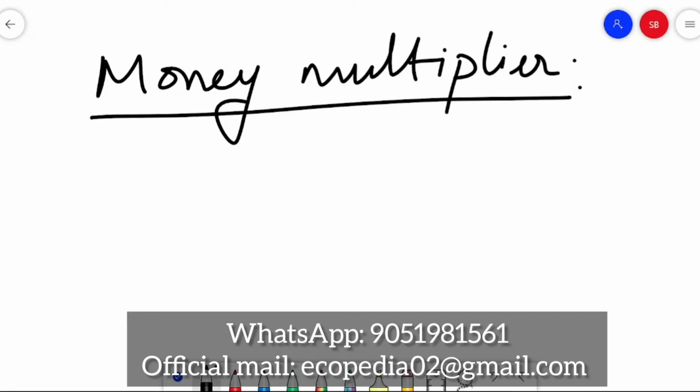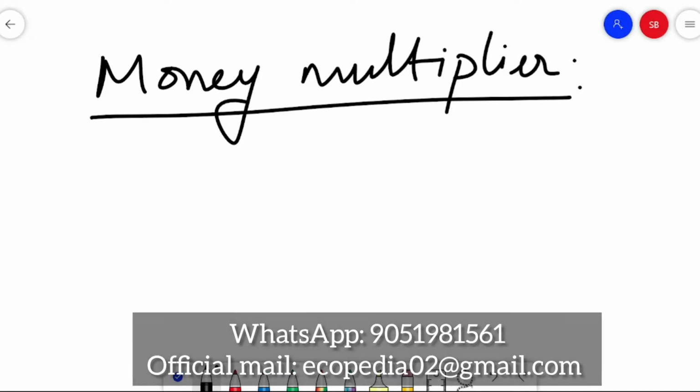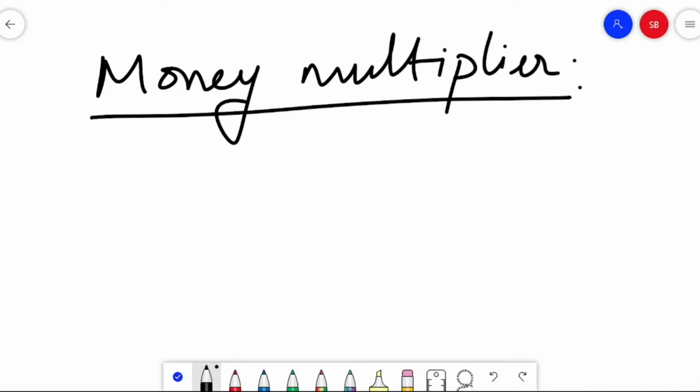So in this session we are mainly going to discuss what the money multiplier is, how it actually works, and along with that we are also going to derive the formula of this money multiplier. So let's move to understand how this money multiplier works.